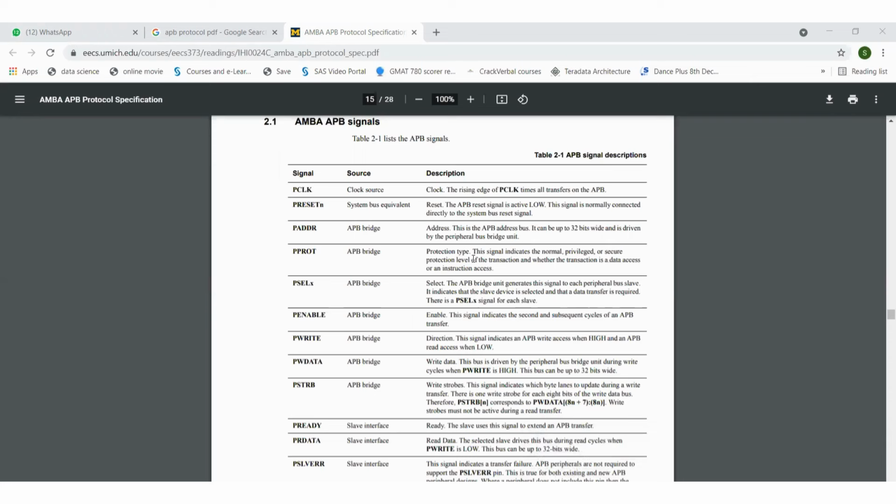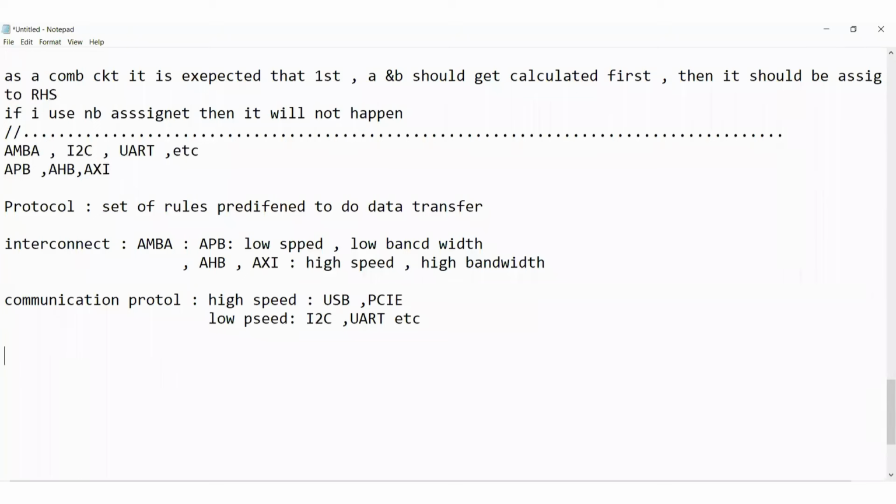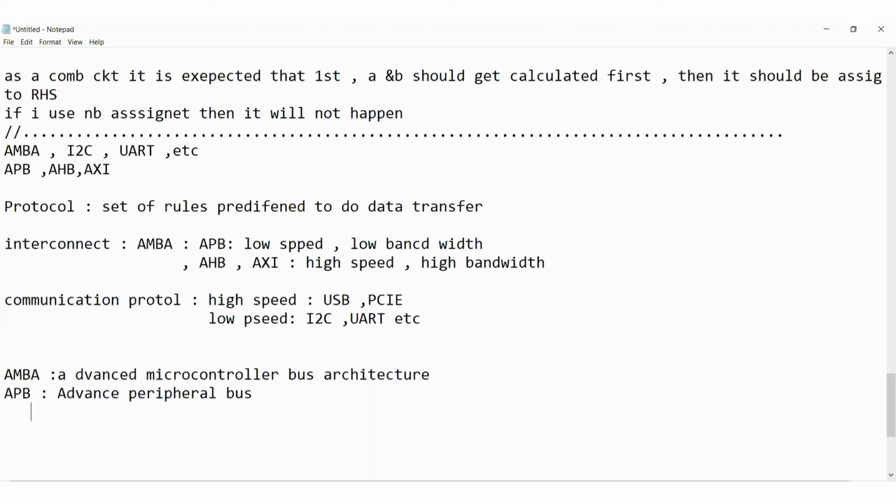Okay, so now this AMBA APB protocol, just one minute. AMBA stands for Advanced Microcontroller Bus Architecture. Bus architecture simply means it interconnects different protocols. Then APB stands for Advanced Peripheral Bus. Where should we use APB? Whenever there is low speed, low bandwidth. Low speed means, if I want to connect I2C to UART, I can go for APB.